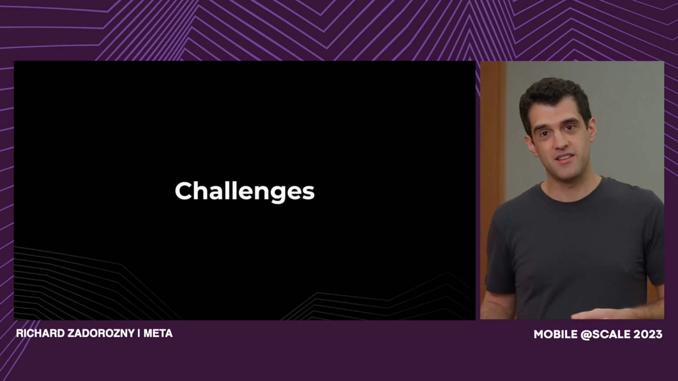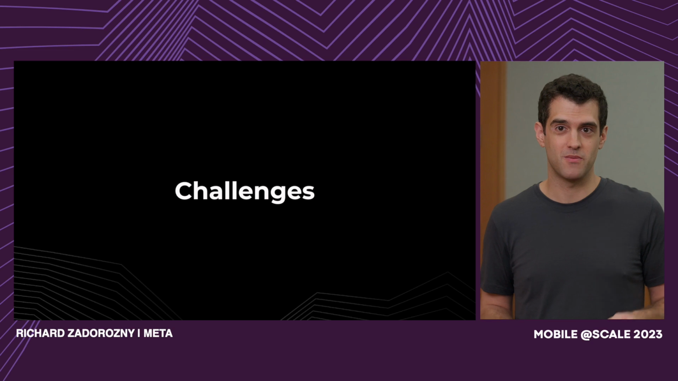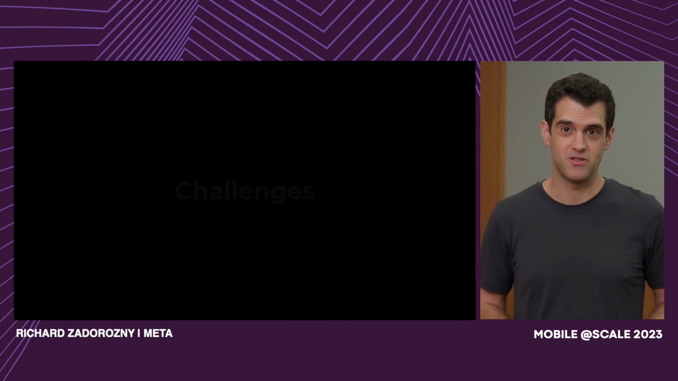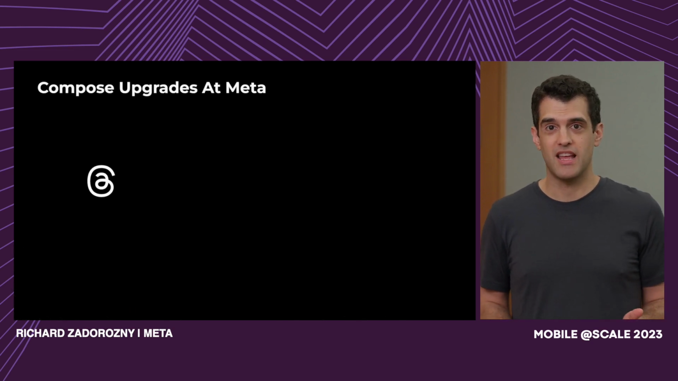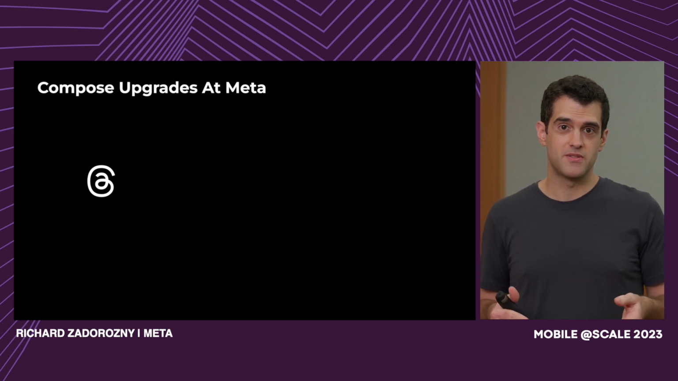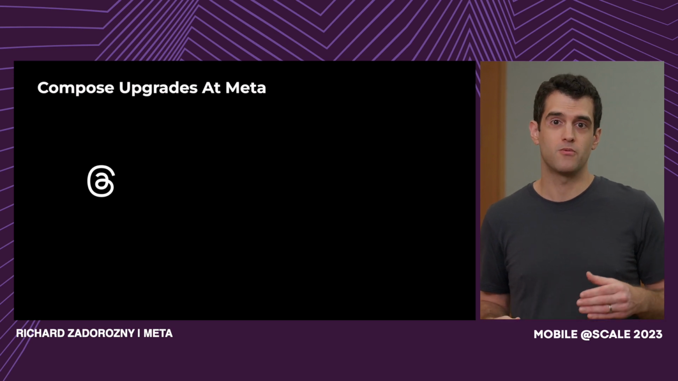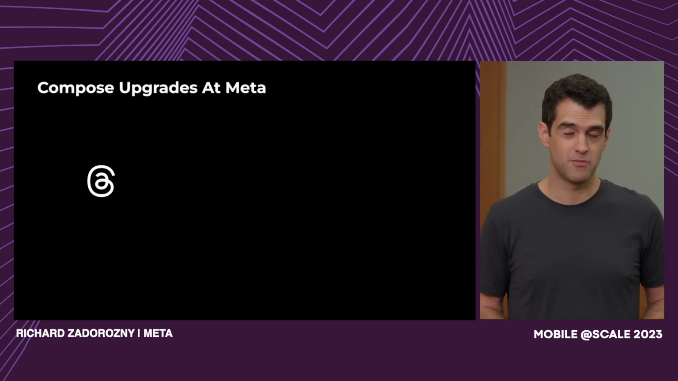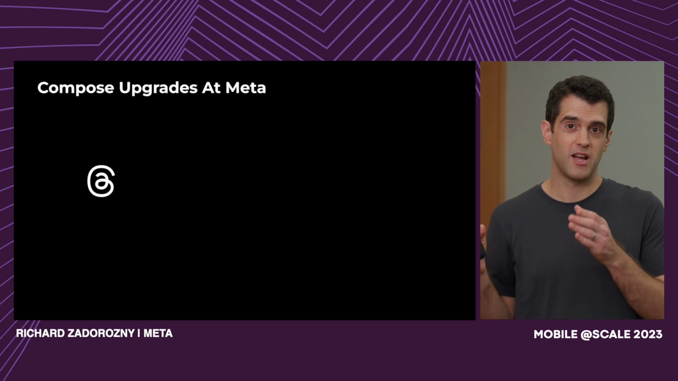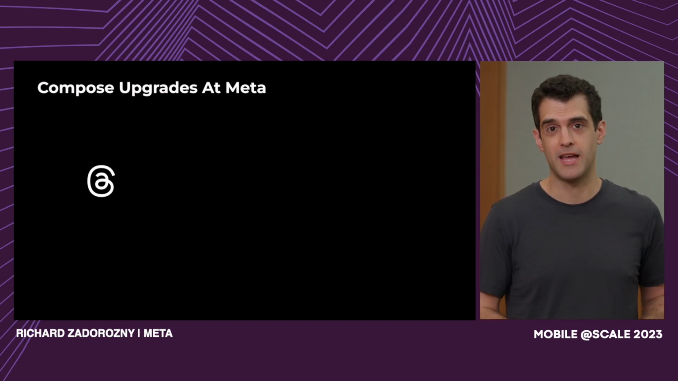So we did run into some challenges, and I want to talk about some of the ones that I found most interesting. The first is Compose upgrades. Now, when we started building Threads, we knew that performance wasn't quite where we wanted it to be, but Google was making significant advancements in performance. So we wanted to upgrade Compose as we were building the app.